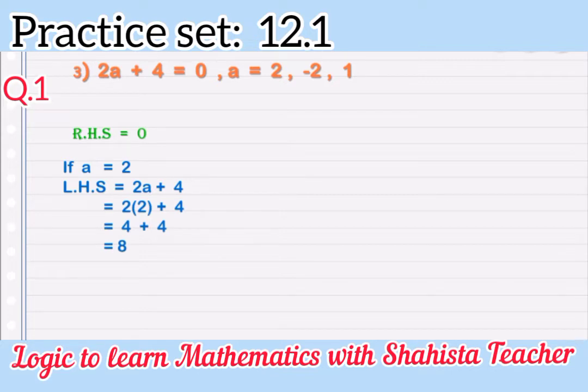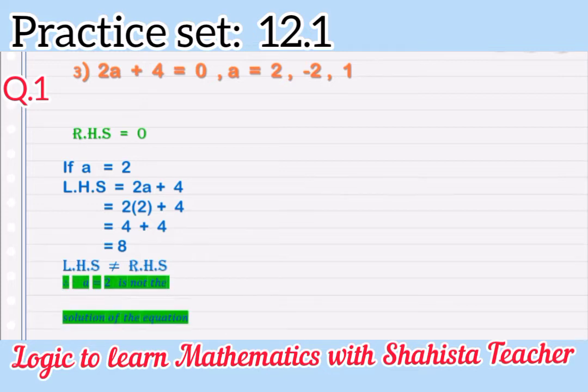Not satisfied. 8 is not equal to 0. That means LHS is not equal to right hand side. Right hand side is 0 and left hand side is 8. They both are not equal. So here we will write LHS is not equal to RHS. That means a is equal to 2 is not the solution of that equation. Is that clear? So simple.